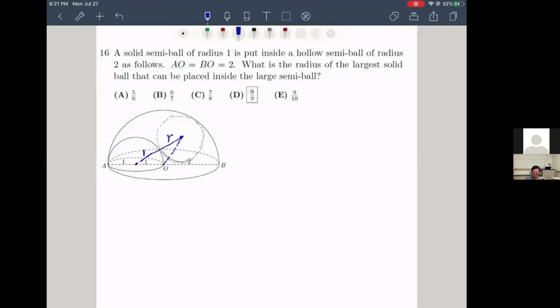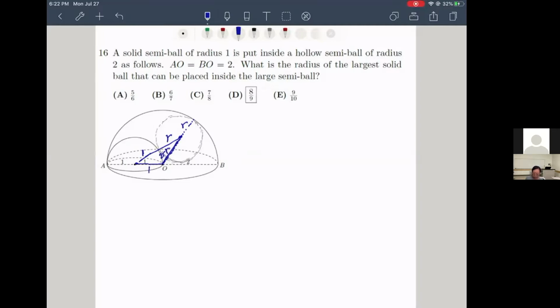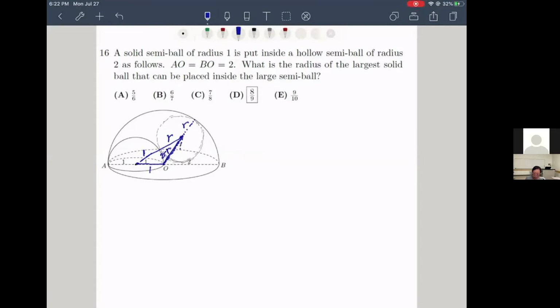So what is the distance? We know that the radius of the large semi-ball is 2, and this is r. Therefore, this part must be 2 minus r, right? So it is 2 minus r. And this piece is 1. We know it already. Now, because of tangency, we know that the height is also r. This is the piece that we don't know. Let's call it x.